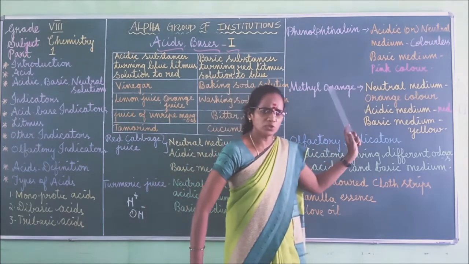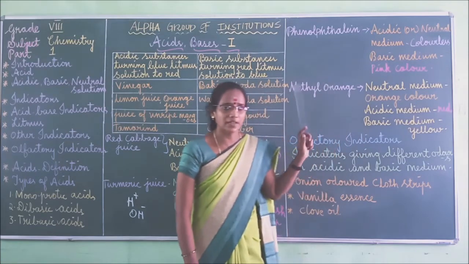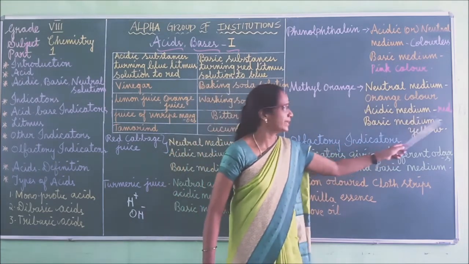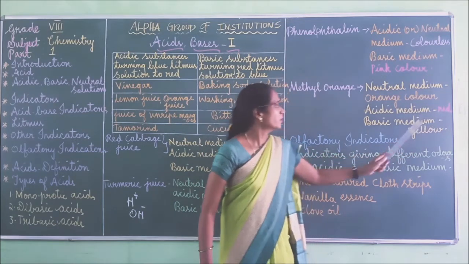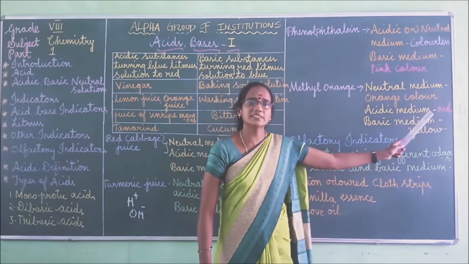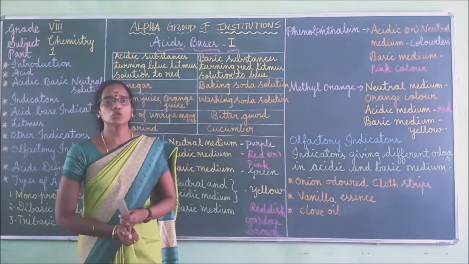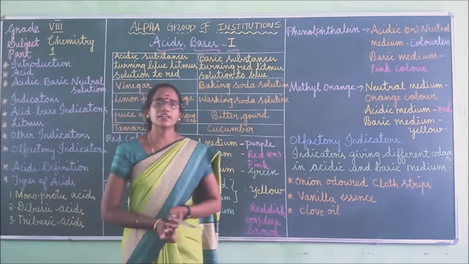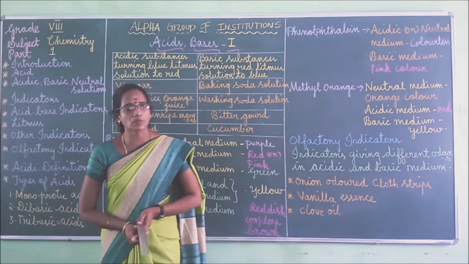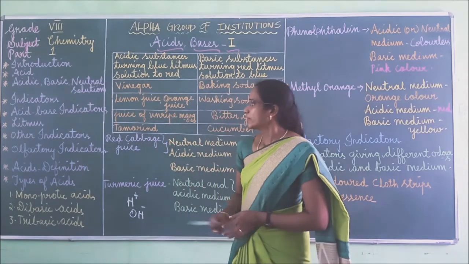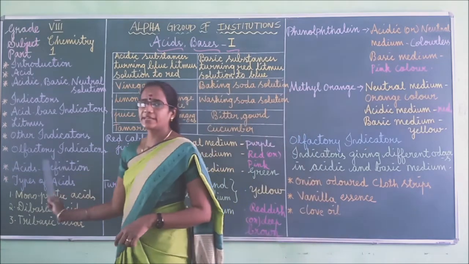Next one is the methyl orange indicator. Methyl orange is orange in color in neutral medium, whereas in acidic medium it turns red in color, and in basic medium it turns yellow. So red cabbage juice, phenolphthalein indicator, and methyl orange indicator are some of the indicators that we are using. Next one is the olfactory indicators.